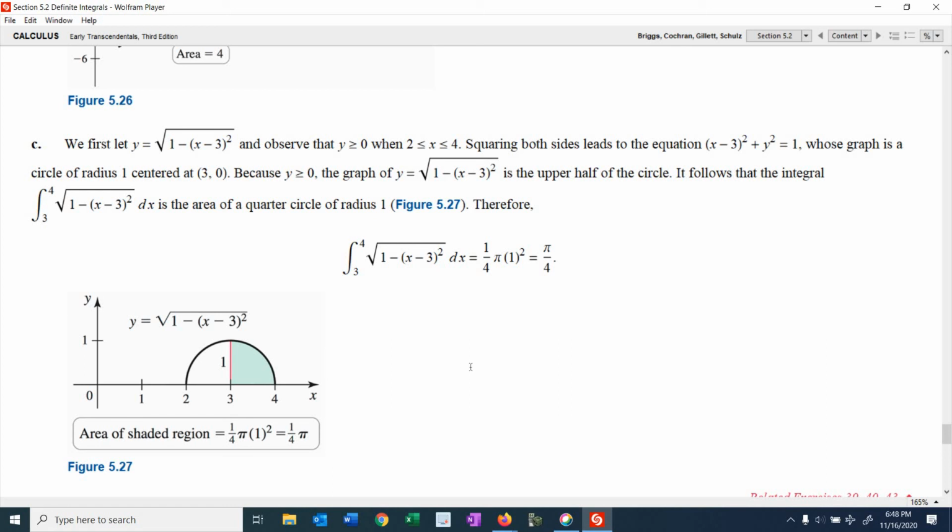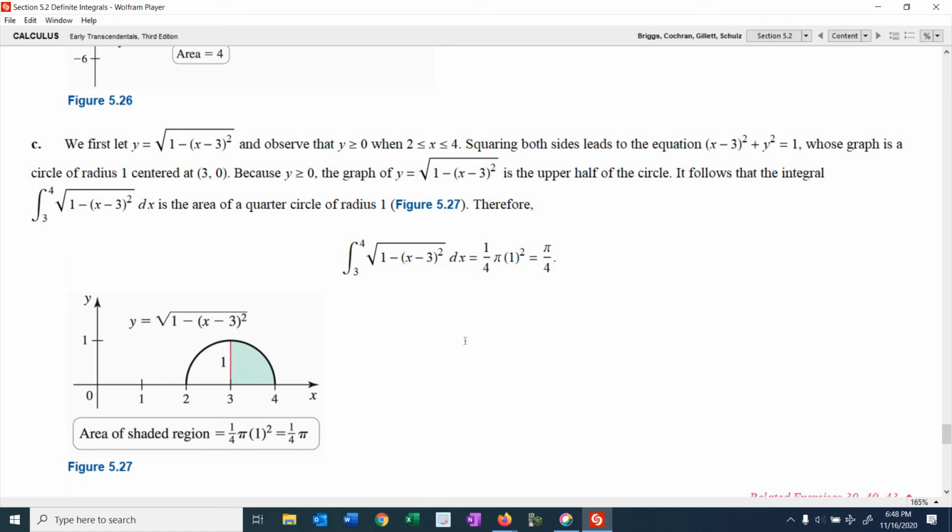Okay, so the area of a circle is pi r squared. The radius of this circle happens to be 1. So we get pi times 1 squared, which is just pi. Then we're going to take 1/4 of the area of the circle to get the area in this piece right here. That's going to give us 1/4 of pi. That's our definite integral.